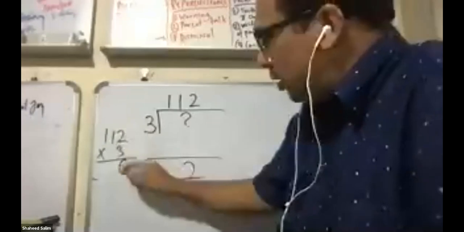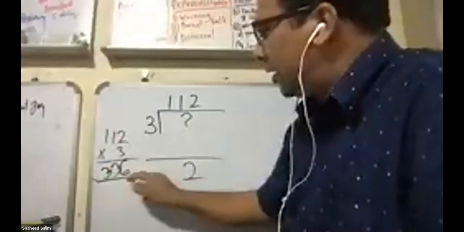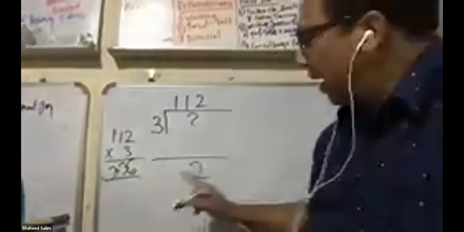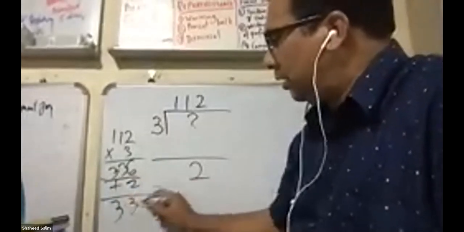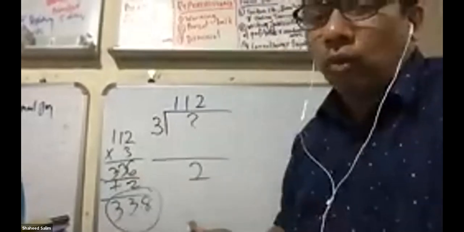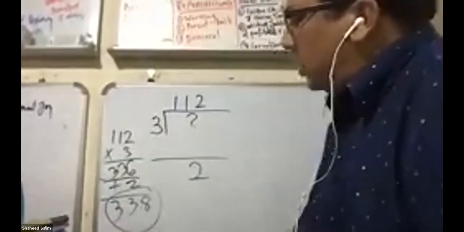2 times 3, 6. 1 times 3, 3. 1 times 3, 3. 336. Don't say this is the answer. You have to plus the 2. You got 338. We'll go for one more round. Okay.